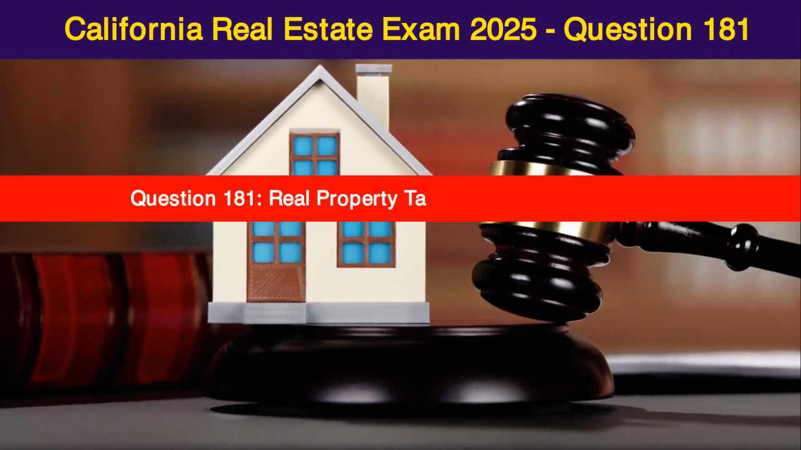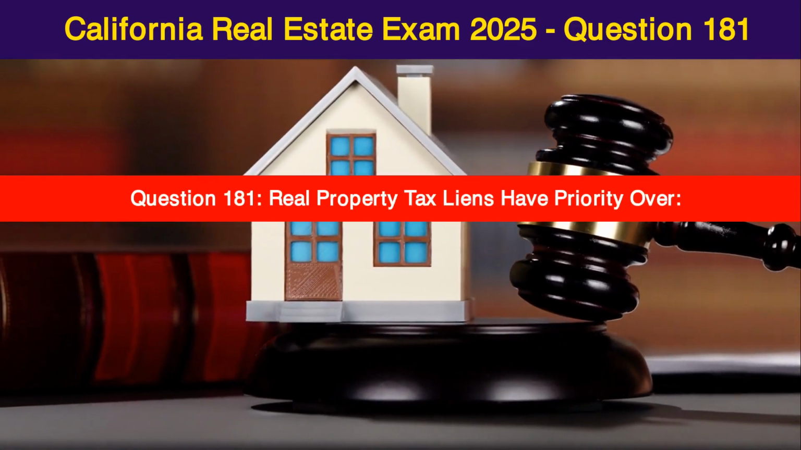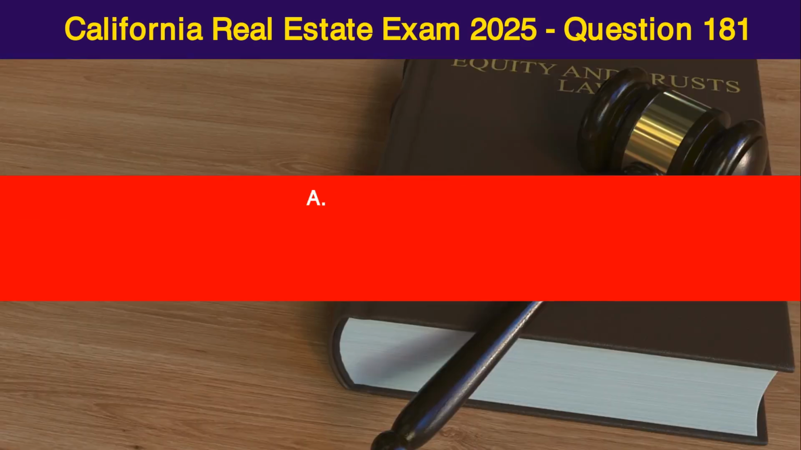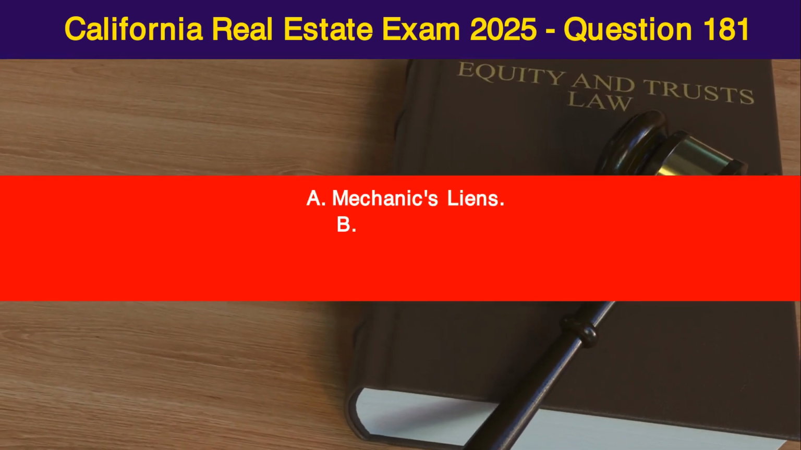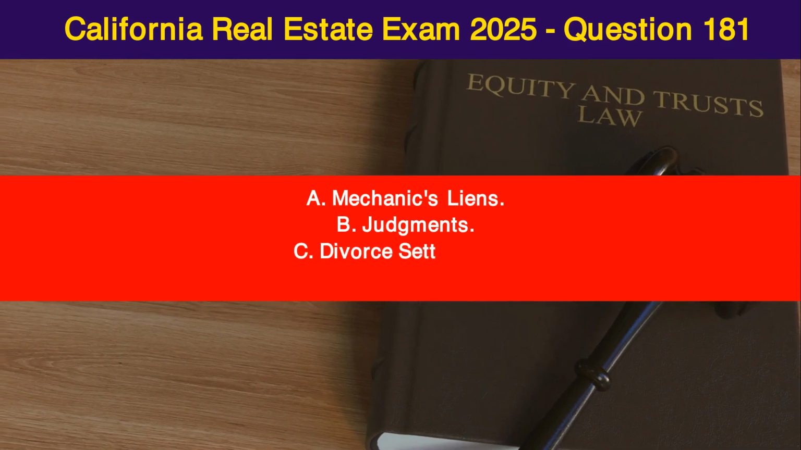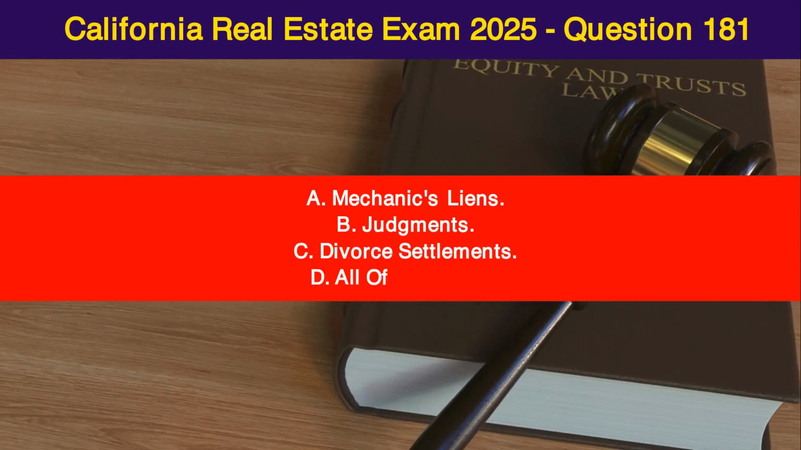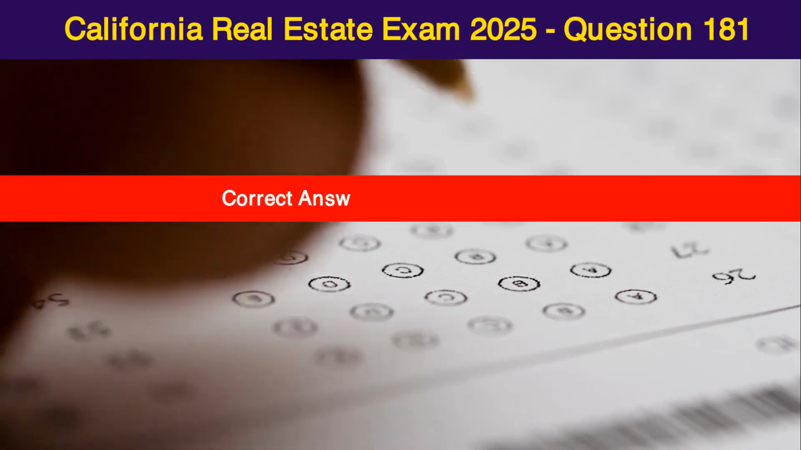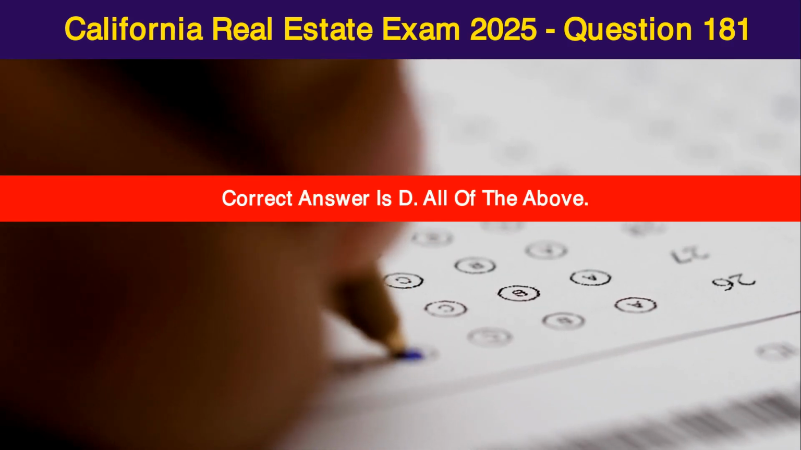Question 181. Real property tax liens have priority over A. Mechanics liens, B. Judgments, C. Divorce settlements, D. All of the above. Correct answer is D. All of the above.